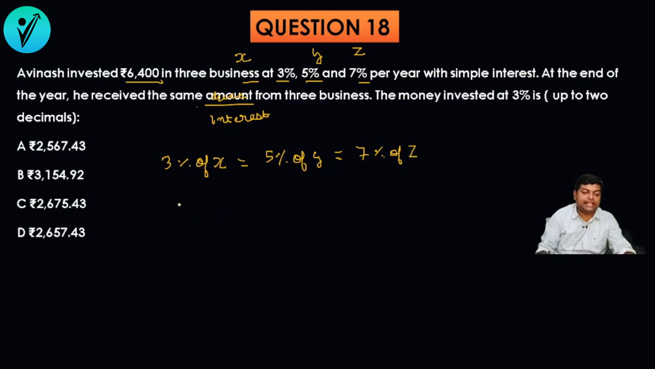When you simplify it, you'll be getting 3x is equal to 5y is equal to 7z. Now from this, if you want to get the ratios, what will be the ratio of x, y, z? I need to get the LCM of 3, 5 and 7. As all the numbers are prime, LCM will simply be the product of all the 3. So it will be 3 into 5 into 7. Divide all numbers by this.